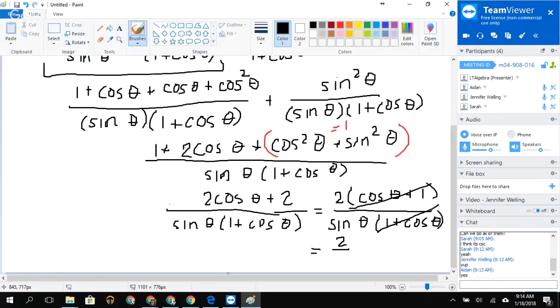And I'm left with 2 divided by the sine of theta, which thankfully Sarah pointed out I am trying to get to the cosecant, which is 1 over the sine. So I get 2 over the sine of theta is equal to 2 over the cosecant of theta. Ta-da! So that's how you do those problems. It's actually good that you asked that one, Sarah, because that's the kind of problem that I wanted to show you.